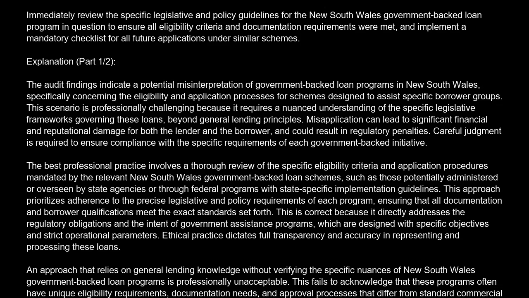The correct answer is B. Immediately review the specific legislative and policy guidelines for the New South Wales government-backed loan program in question to ensure all eligibility criteria and documentation requirements were met, and implement a mandatory checklist for all future applications under similar schemes. Explanation. The audit findings indicate a potential misinterpretation of government-backed loan programs in New South Wales, specifically concerning the eligibility and application processes for schemes designed to assist specific borrower groups.